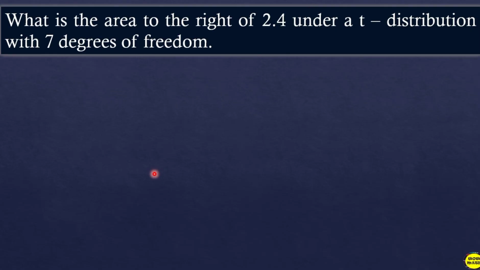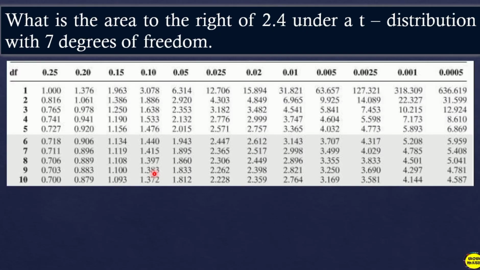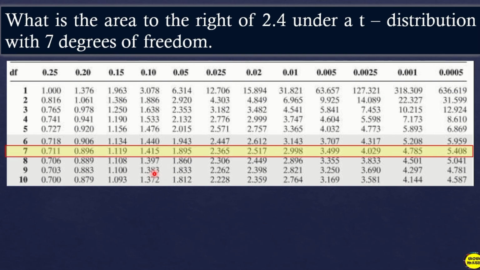Okay, next. What is the area to the right of 2.4 under a T distribution with 7 degrees of freedom? So, kagaya ng previous slide natin, binigay yung T value at saka degrees of freedom. So, kukunin natin yung area. Again, doon natin hahanapin sa 7 na degrees of freedom. Dito natin hahanapin si 2.4. Okay, so wala tayong makitang 2.4.